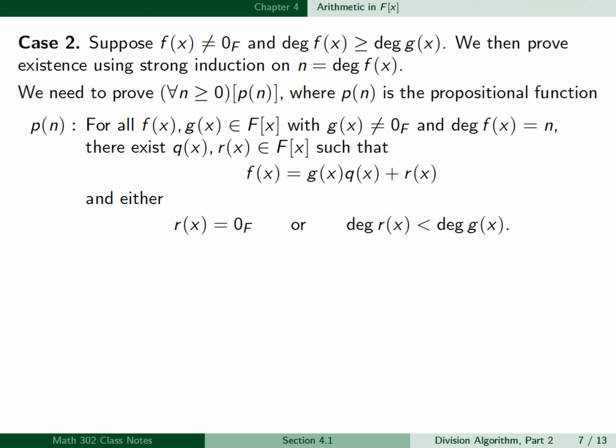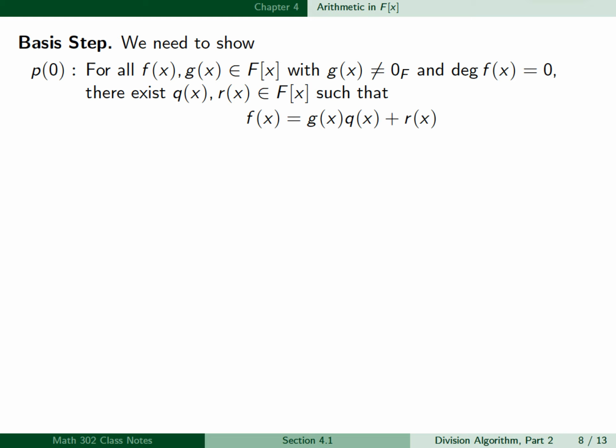One slight difference here is we're starting our induction at n equals 0, as opposed to starting at n equals 1, which is more typical. This is just to allow for the possibility that the degree of our polynomial f(x) is equal to 0. So for our basis step, we need to show P(0). P(0) is obtained by substituting n equals 0 in P(n), and so we have the degree of f(x) is equal to 0.